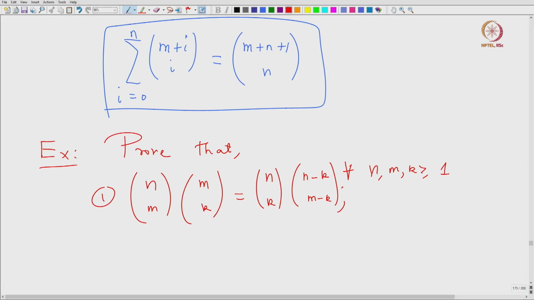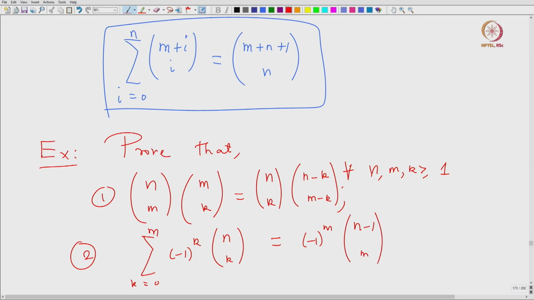Okay. And similarly, one can prove that when we take this alternating sum, minus 1 power k times n choose k, where k is varying from 0 to m, this is again equal to minus 1 power m times n minus 1 choose m. Okay. So, when k varies from 0 to n, again we have a formula. That is going to be 0, because n minus 1 choose n is 0. So, we get that for free from the second formula.